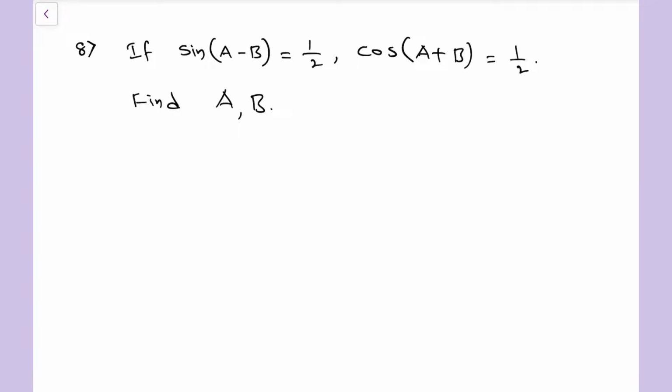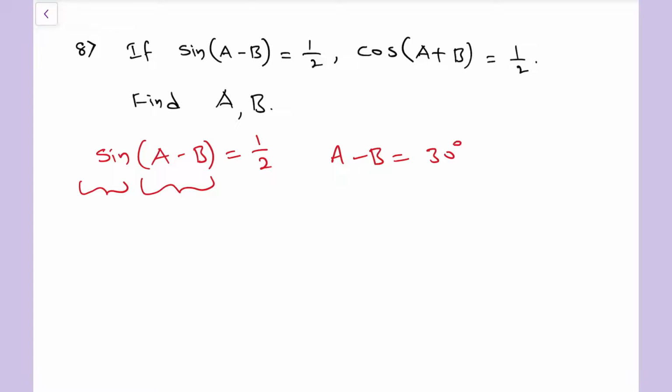If sine of a minus b equals 1 by 2 and cos of a plus b equals 1 by 2, then find a and b values. Now, the first equation is given as sine of a minus b equals half. In sine, which angle is 1 by 2? That is 30 degrees, right? So, a minus b value is 30 degrees. So in the place of this a minus b, if I keep 30, sine 30 is 1 by 2.